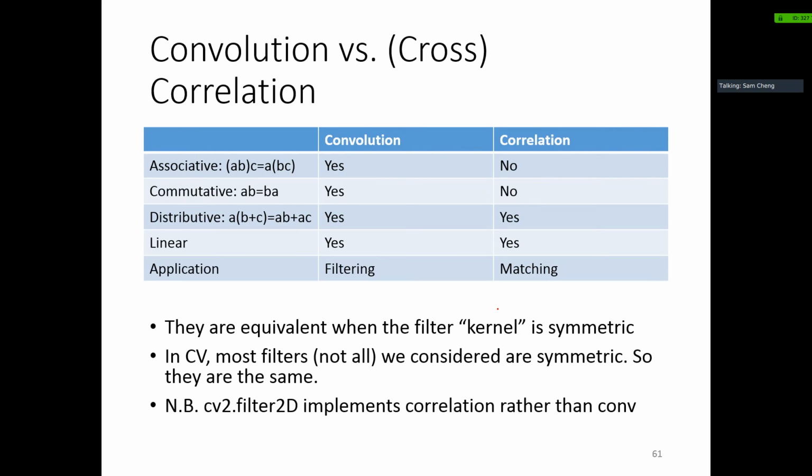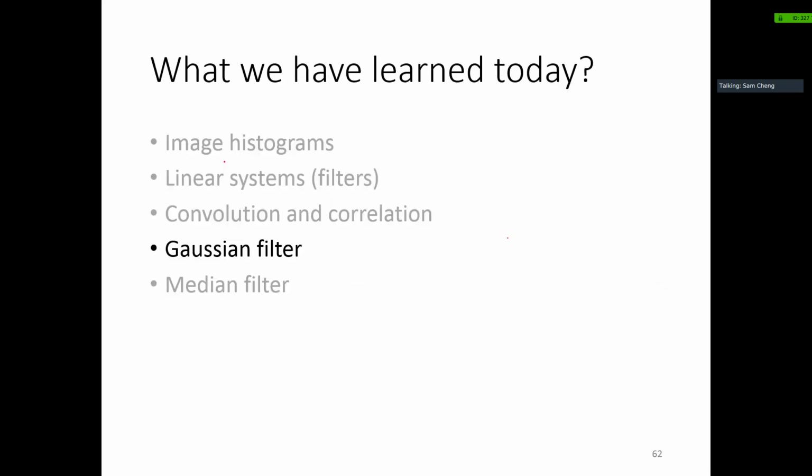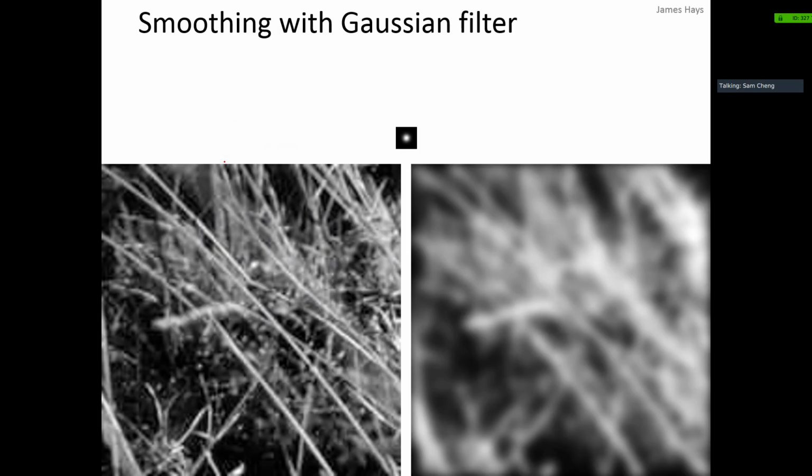And if the kernel is not symmetric, then you need to be really careful, because lots of these properties, for example associative and commutative, are not true. For correlation, and because these kernels are so often symmetric, in OpenCV they didn't actually implement convolution, they implement correlation. So if you really want to implement convolution in OpenCV, be careful that you need to flip the kernels before using them. And of course, if the kernel is symmetric, then you don't care.